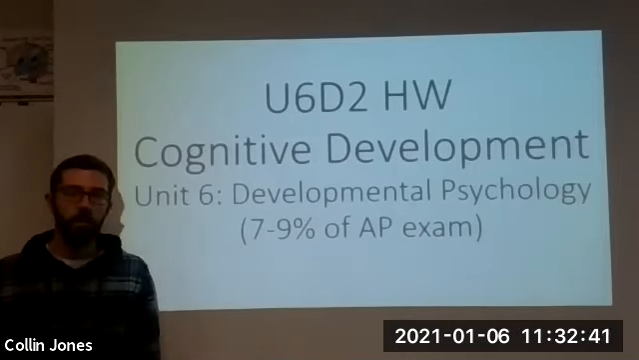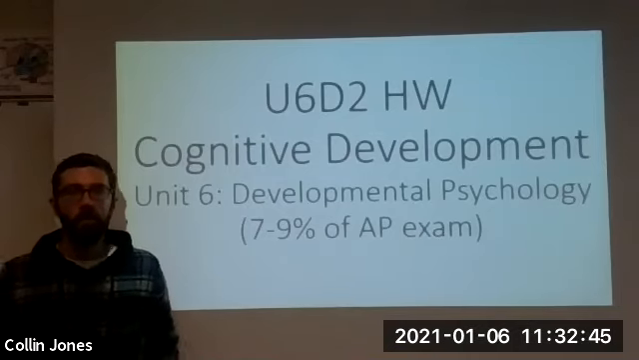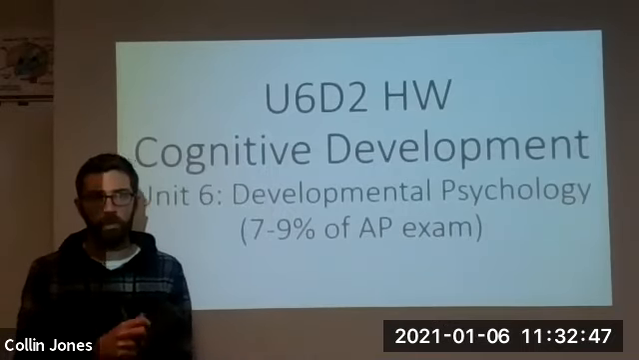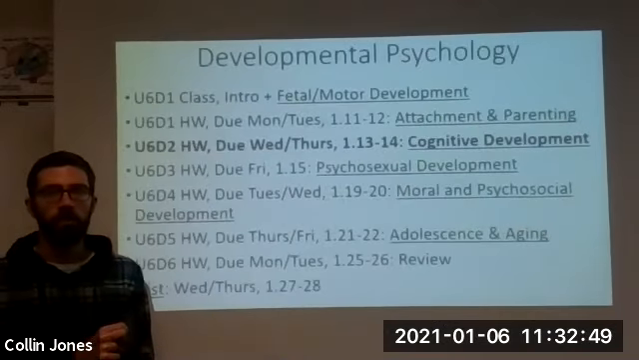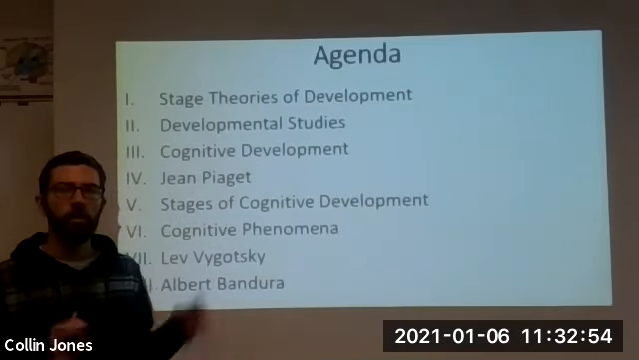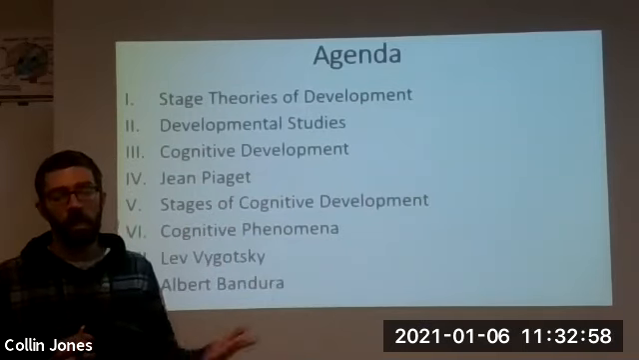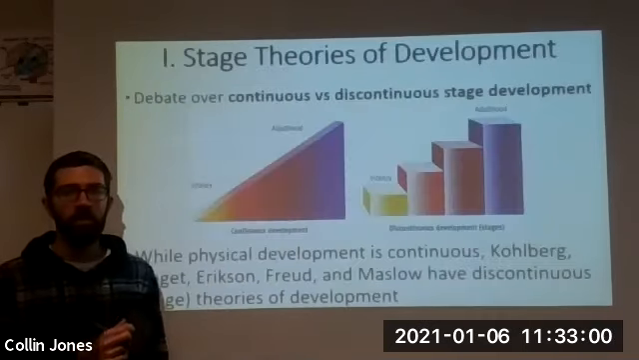In our last video, we talked about attachment, so relationships with your parent. In this video, we're going to be talking about cognitive development, okay? So that is the plan for today. We're going to talk about three different theorists, kind of going to do an overview of development in general and these stage theories. Then we're going to talk about cognitive development, how the way our thinking changes over time.